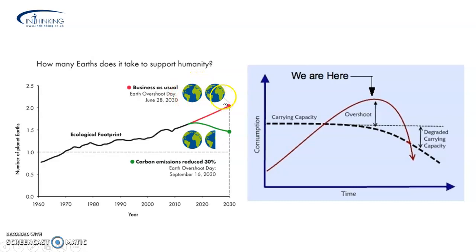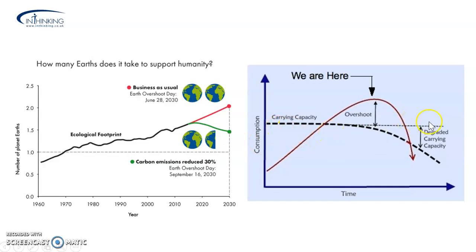And this is what we'd need to support that. Clearly, we'd need 2 planets. But even if we do make changes, 30% reductions in carbon emissions, we still need a planet and a half. So to get back down to a stable point, we need to make dramatic changes. And ecological footprint can measure that for us.